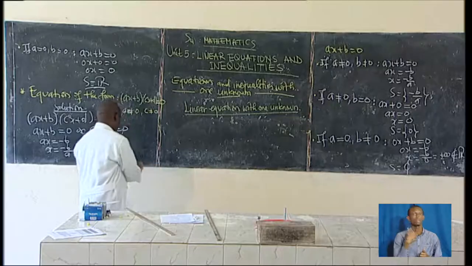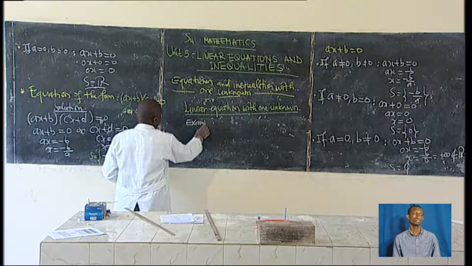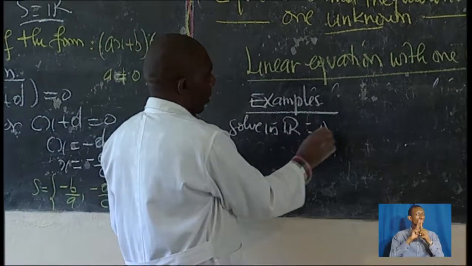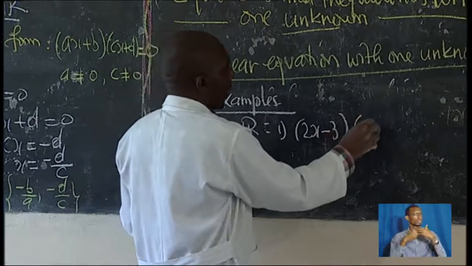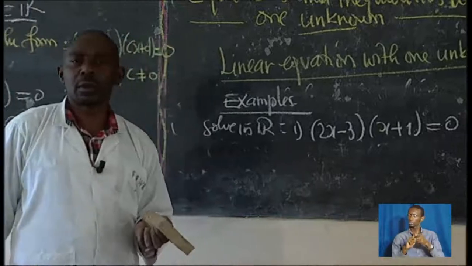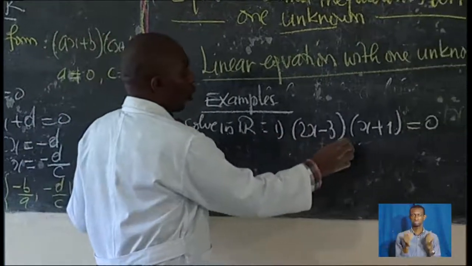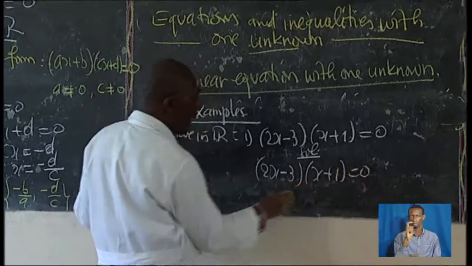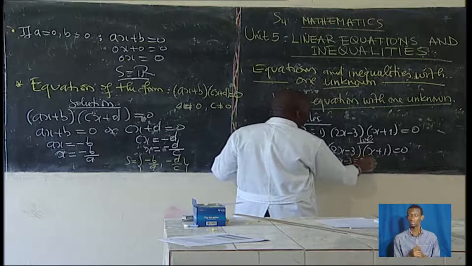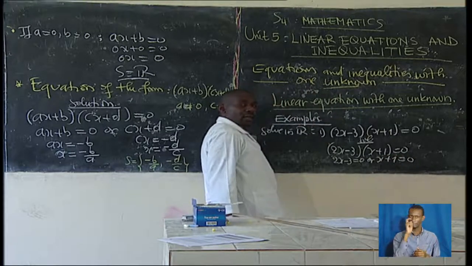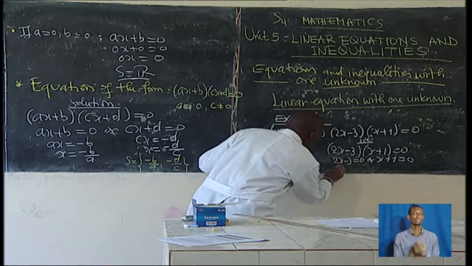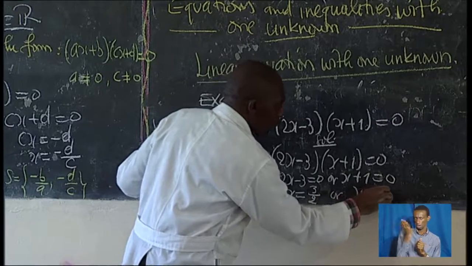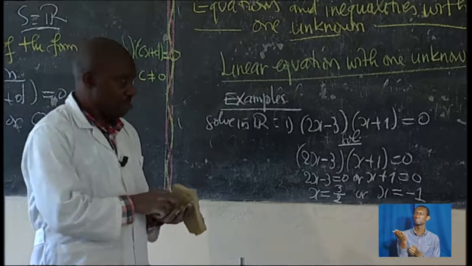Let me give you an example for that. Example, solve in the set of real numbers 2x minus 3 times x plus 1 equals 0. We have two factors. The solution, 2x minus 3 times x plus 1 equals 0. I'll be having 2x minus 3 equals 0, or x plus 1 equals 0. Are we together? Very nice. So, solving for x, I'll be having 3 divided by 2, and here, x is equal to minus 1. Is it difficult? Not at all.